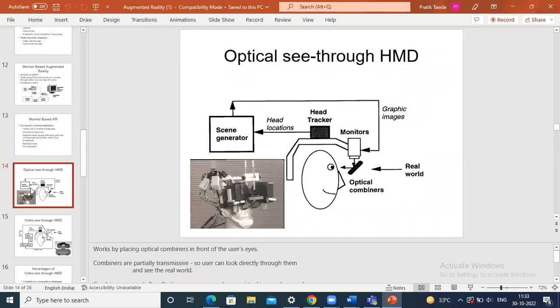Now there is one more important technology, that is optical see-through HMD. Basically you will require a scene generator, optical combiners and monitors along with head trackers, graphic images, and the real world. You can see this particular image. This is the entire setup which will be required for optical see-through HMD.